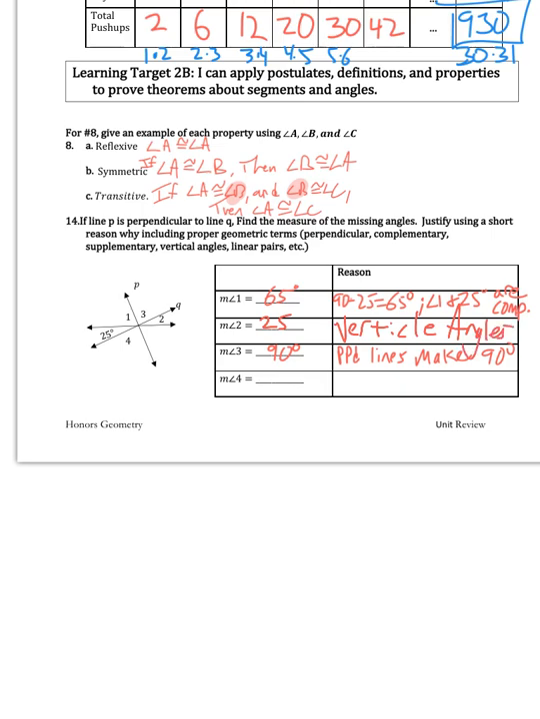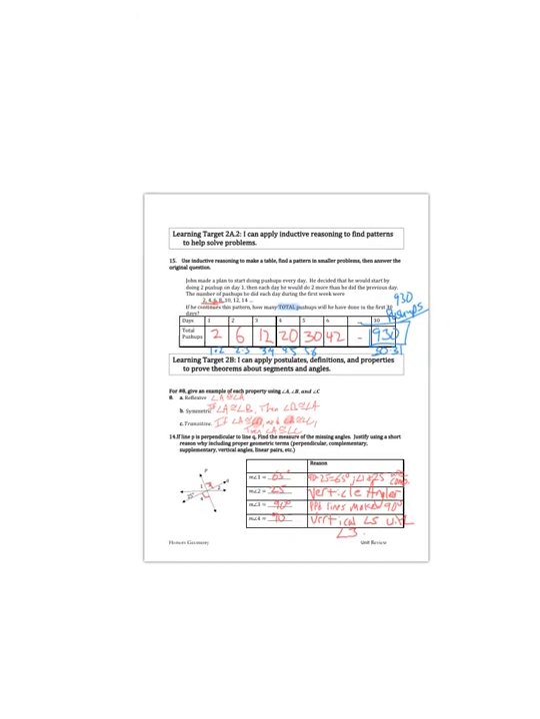Then angle 4 here. Well, angle 4 is vertical angles also. These two are 90 degrees, angle 4 and angle 3. Okay, so those are vertical angles also. Also there. All right. So we got some vertical angles and complementary angles going on. All right.